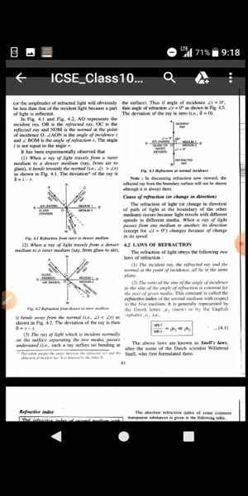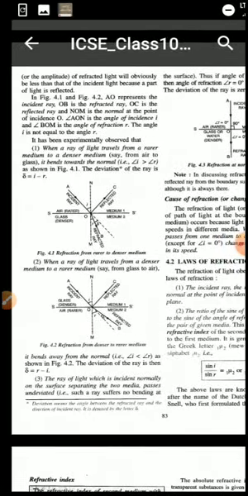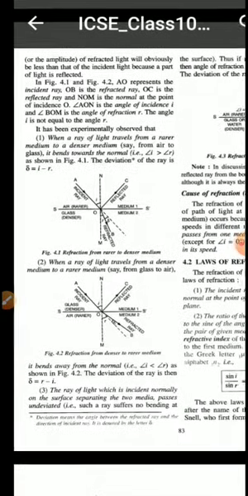So obviously water, glass, or any other medium in which the speed of light tends to slow down is called a denser medium. So hope you are clear in this. Now look at these conditions.